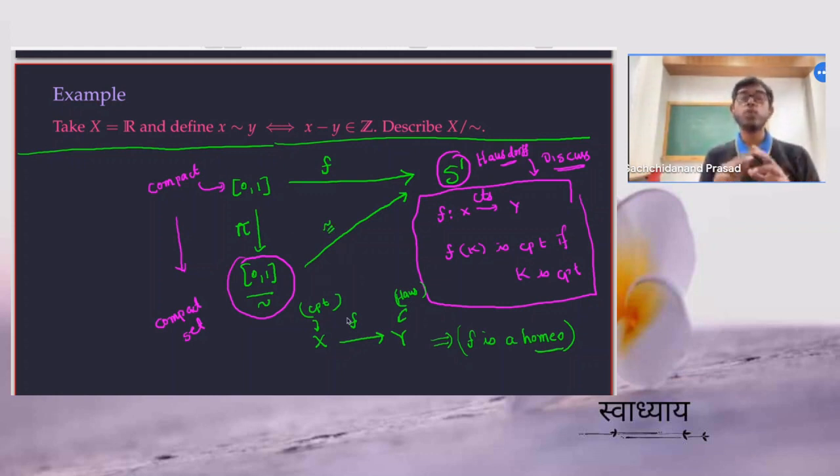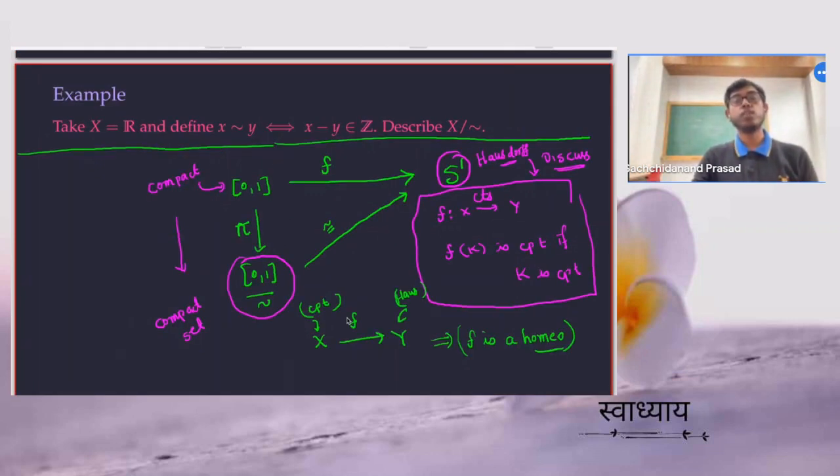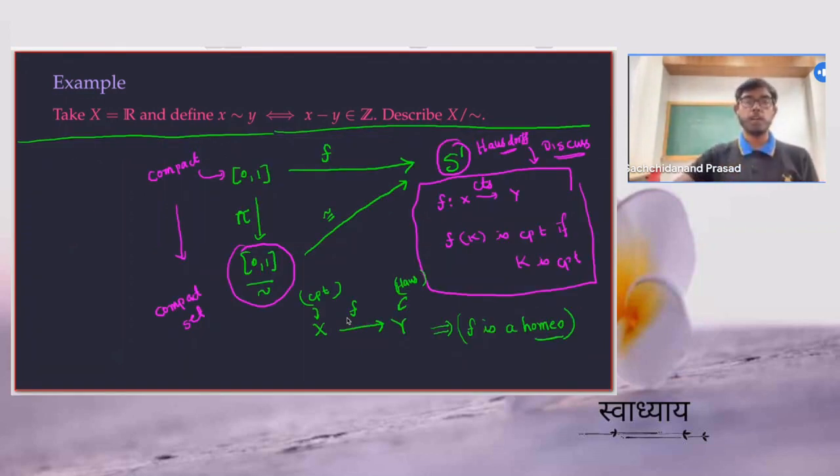So we saw two methods to prove that the quotient space to circle is a homeomorphism. One way is to directly construct the pre-image or the inverse image, and the other way is to use this very strong result that says that a continuous bijection from a compact set to a Hausdorff space is a homeomorphism. Okay, so this completes example 1.